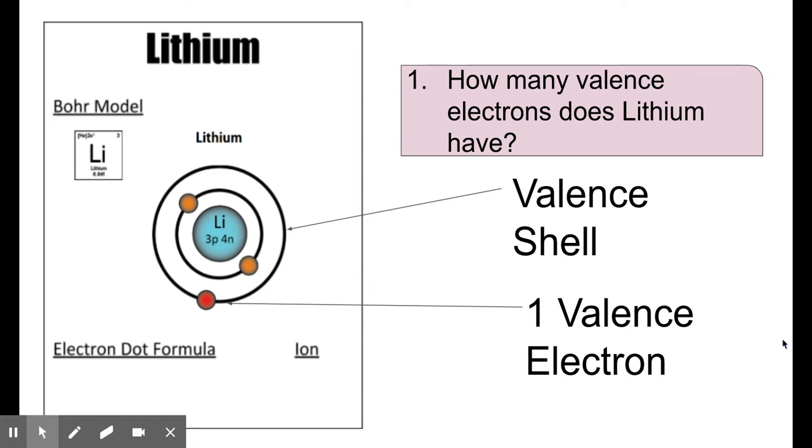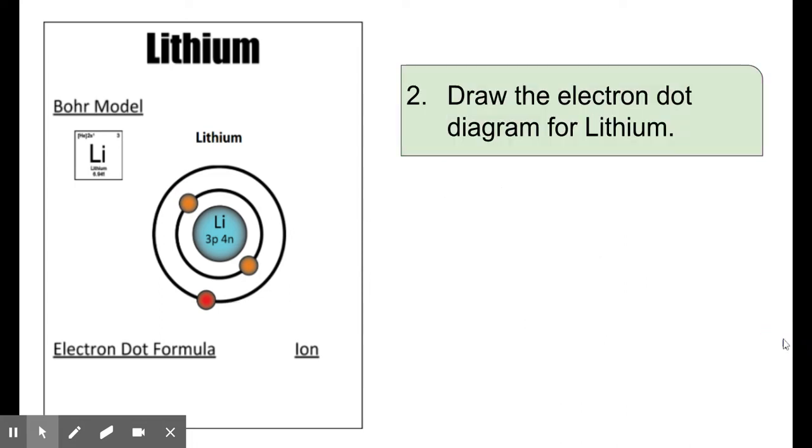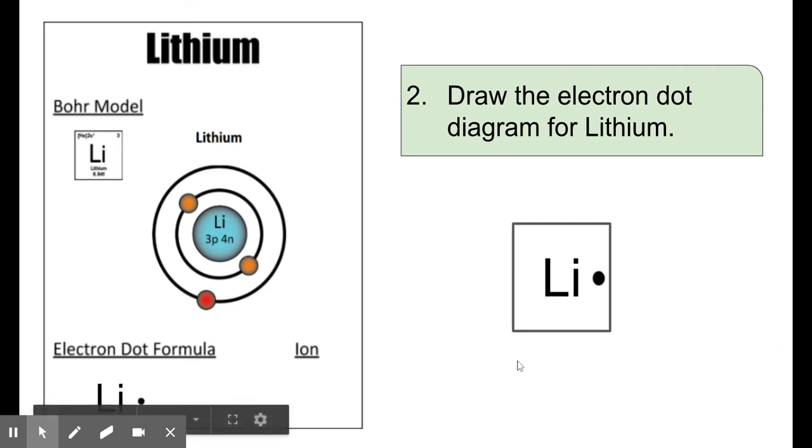Now we're going to use that information to make the electron dot diagram for lithium. We start with the chemical symbol for lithium and place a dot for each valence electron. In this case, there's only 1 valence electron, so we'll put 1 dot. And then we're going to put that over here in the corner.